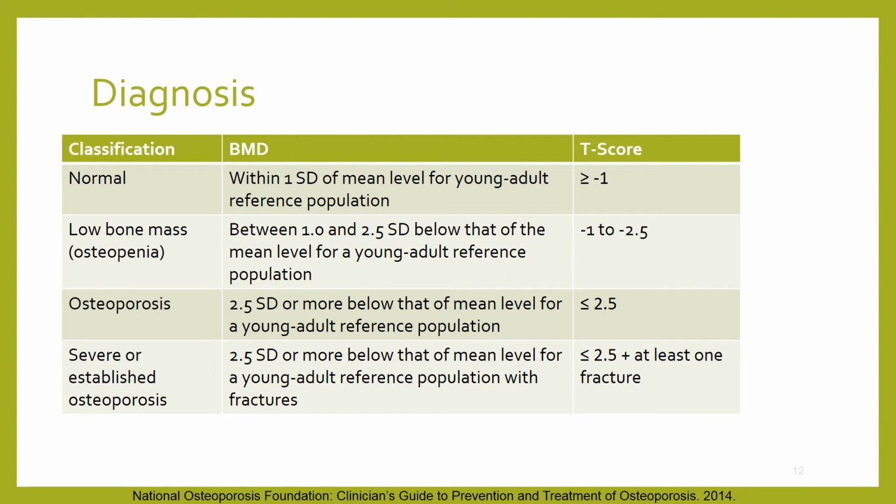Osteoporosis is when you are 2.5 or more standard deviations below that average young adult reference population bone mineral density. So this would be a T-score of -2.5 or lower. Additionally, you can have severe or established osteoporosis, and this is essentially osteoporosis plus the fact that you've had at least 1 fracture.